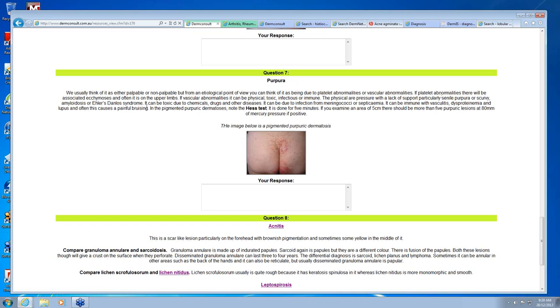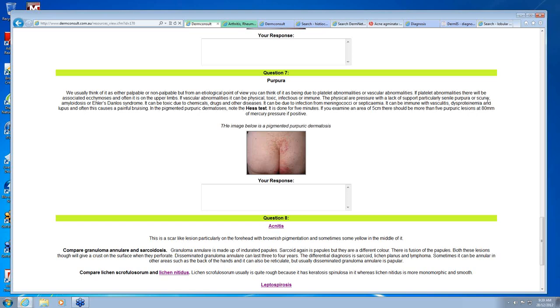And usually you're going to have bruising, often on the upper limbs. Vascular abnormalities can be physical, toxic, infectious, or immune. Physical are pressure, lack of support, particularly senile purpura or scurvy. Senile purpura: elderly, a lot of sun damage. They bruise so easily, and most of them are on aspirin or warfarin, so most of the patients are not going to have some underlying systemic disease.